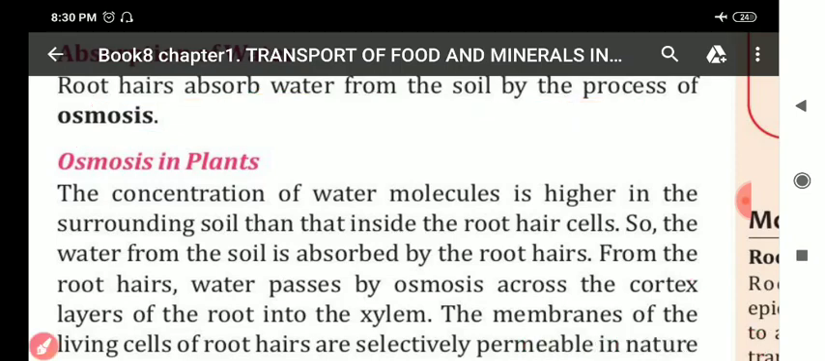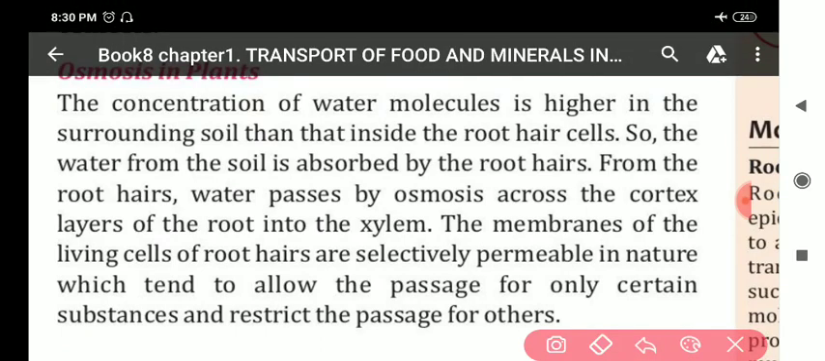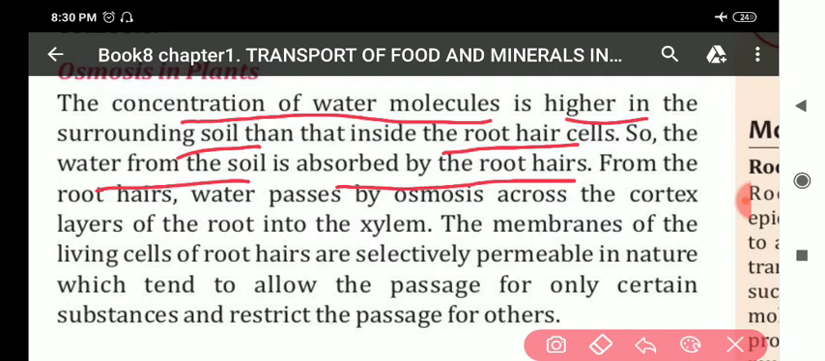So, this is being explained here in this paragraph. Let us discuss. The concentration of water molecules is higher in the surrounding soil than inside the root hair cell. So, the water from the soil will be absorbed by the root hair. Clear? So, just now I explained the same.